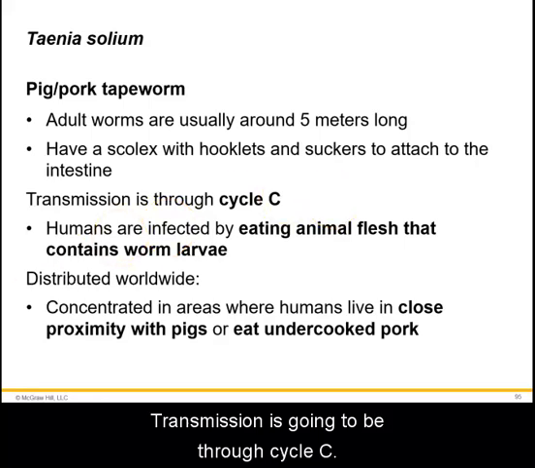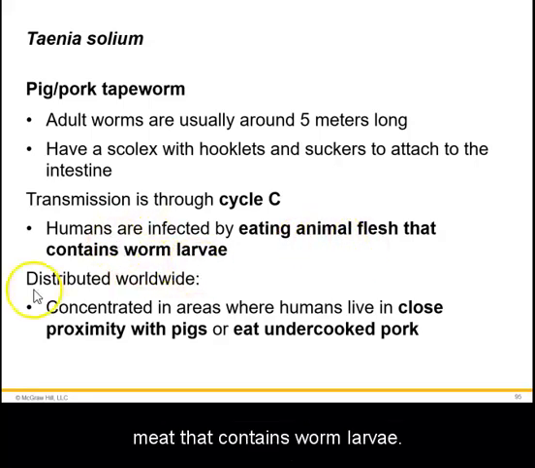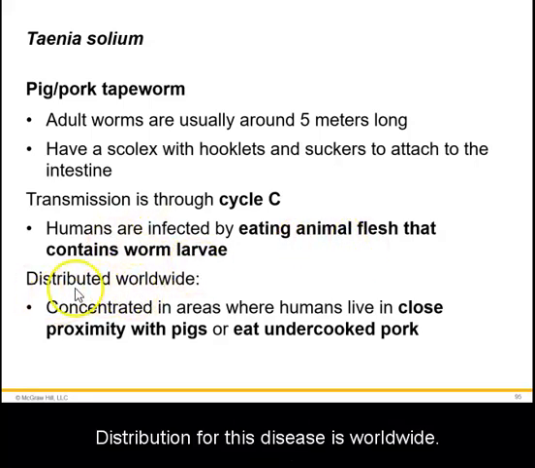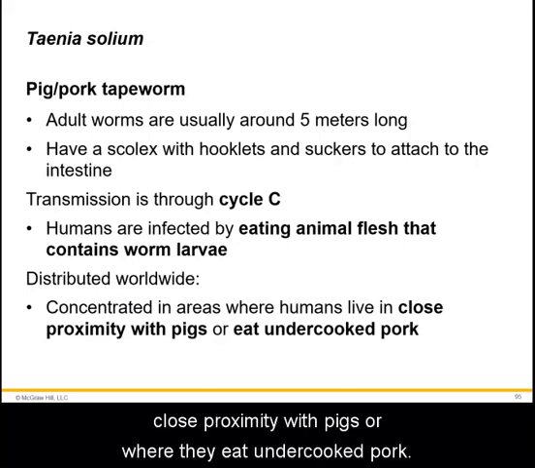Transmission is going to be through cycle C. So humans are going to be infected by eating animal meat that contains worm larvae. Distribution for this disease is worldwide. It's going to be concentrated in areas where humans live in close proximity with pigs or where they eat undercooked pork.